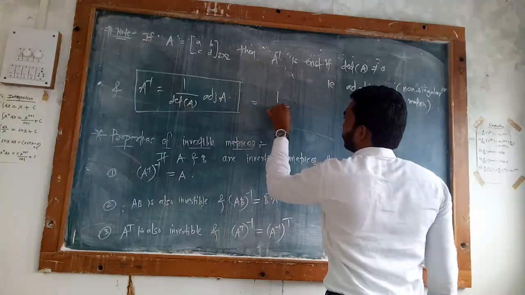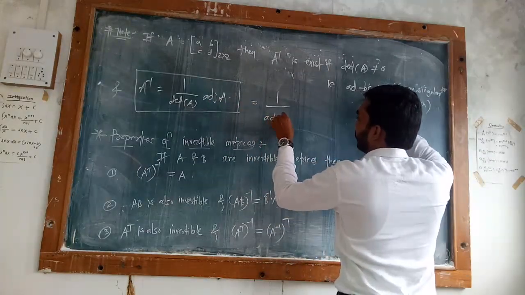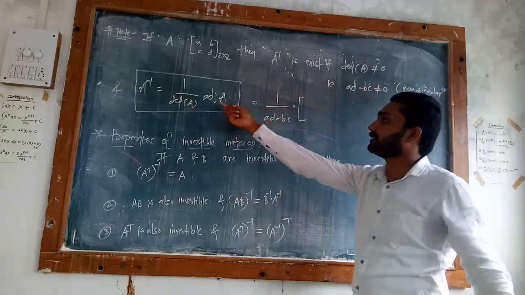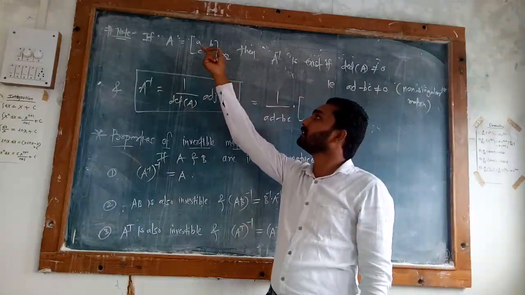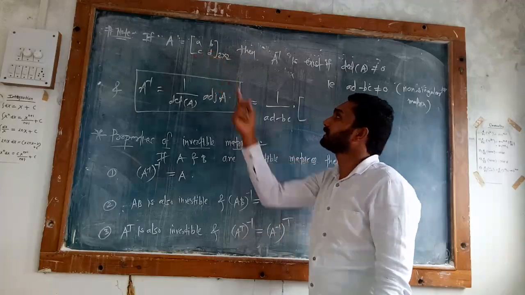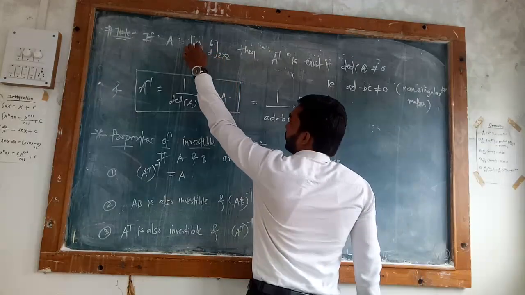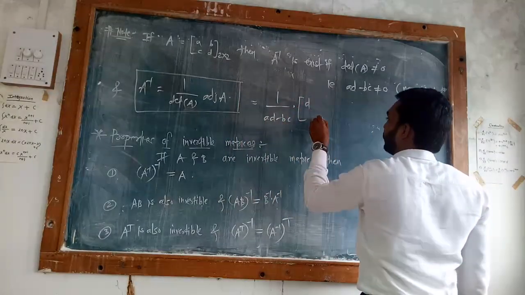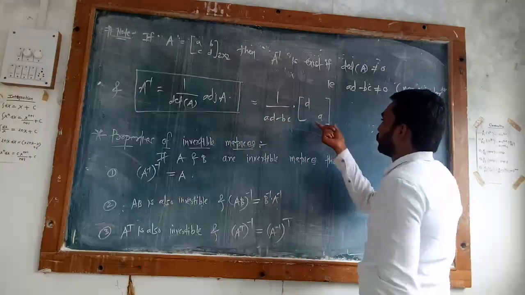So what is the determinant? It is 1 upon ad minus bc. And we have to find the adjoint of a 2 by 2 matrix. What is your diagonal entry? a and d. We have to interchange the diagonal entries, that is d and a. How to find the adjoint?